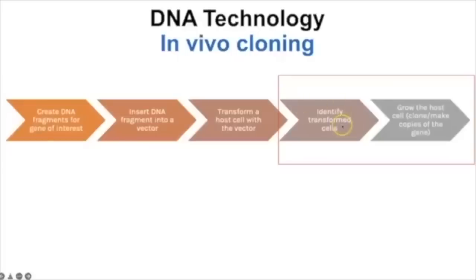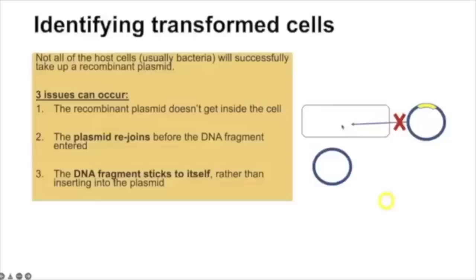But we're just going to focus on how to identify transformed cells. Now there's three issues that might have happened, which is why we have to check that we do have transformed cells that contain the recombinant plasmid. Issue number one is that the plasmid that you've created, which is our vector, maybe it didn't actually get inside of the host cell, which might be a bacteria cell.